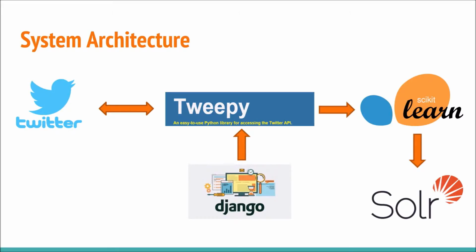And so this is our system architecture. We will first crawl data from Twitter using TweetPy, which is an easy to use Python library to access the Twitter API. With the crawled data, we will use sklearn to do the pre-processing and classification. Once the data has been processed, it will be indexed into SOA, and it will then be queried by our seafood application. And our application is built using the Django framework.